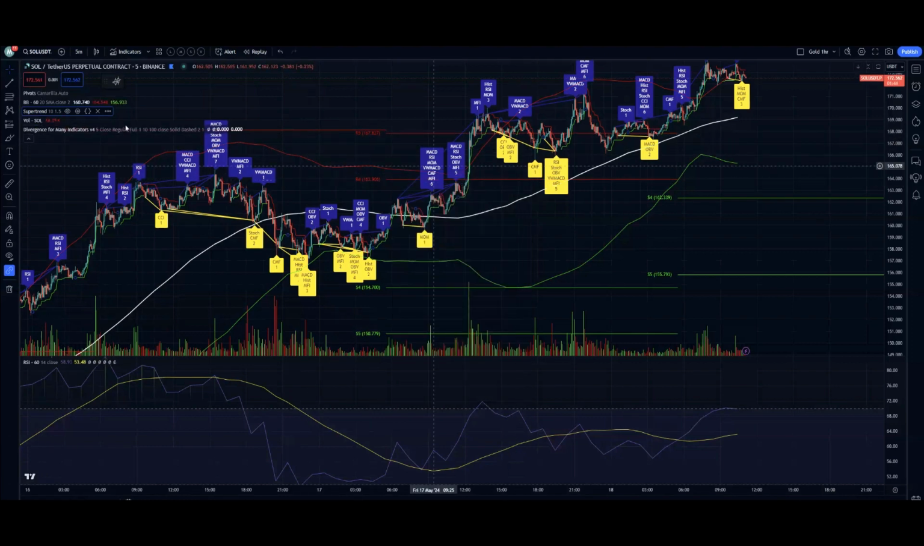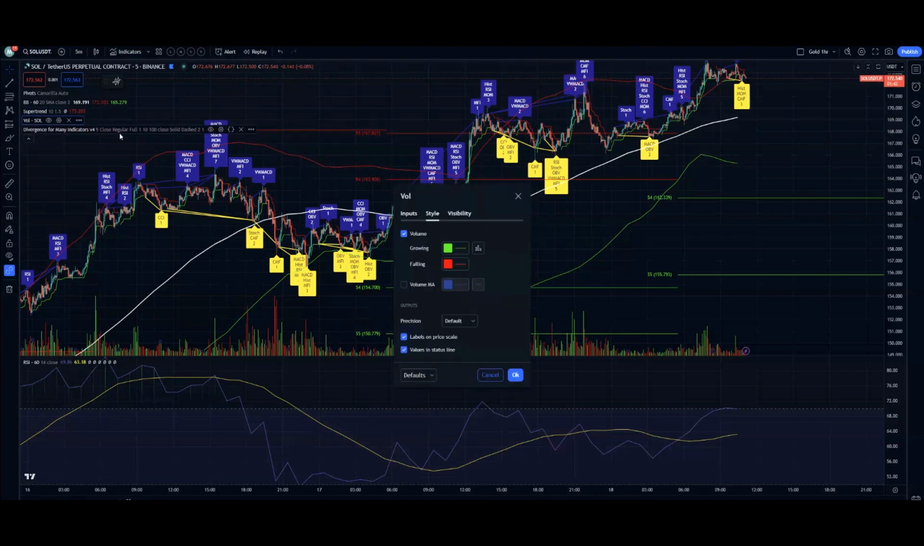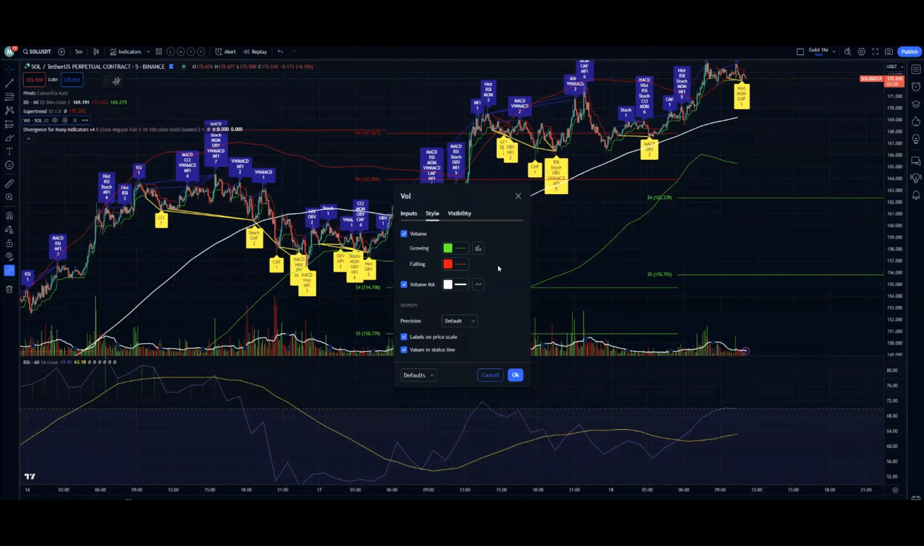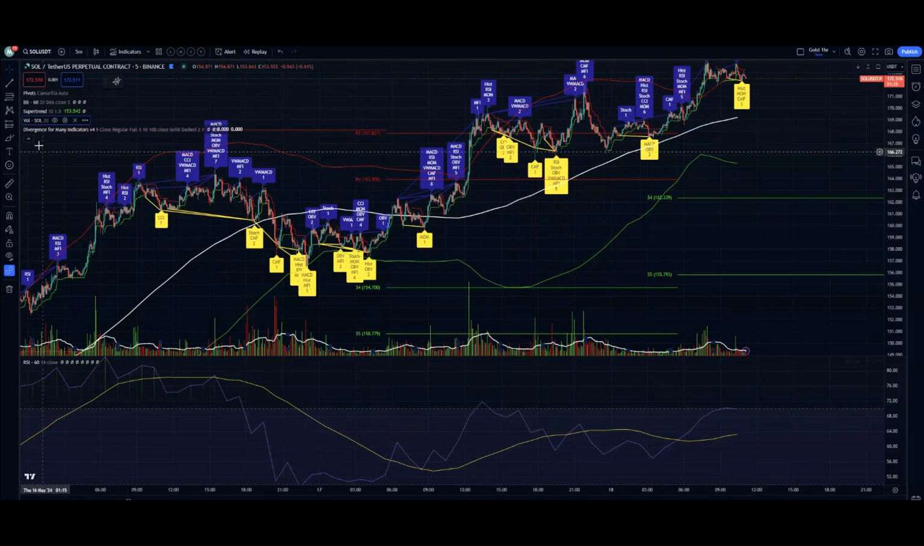Just the same with volume. It's good to have volume. Turn on the volume MA, which is very helpful to understand the pattern of the volume. You can do that as well. And use the divergence main indicator, which is normally what we use, and which is a very good signal provider for divergence in the lower time frame.